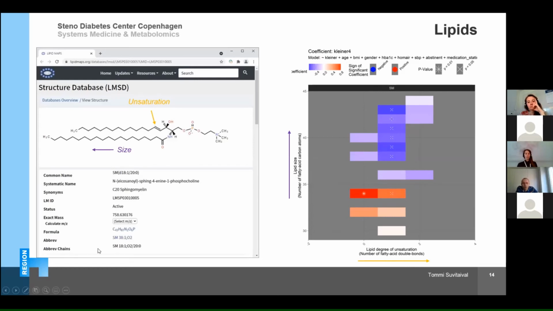So we see, for example, SM38-1 here, in 38 and 1, about here, and that one is blue, so it is reduced in fibrosis at Kleiner stage 4. And we see basically this kind of pattern where larger sphingomyelins are reduced and some smaller ones are increased in the amount in liver disease.